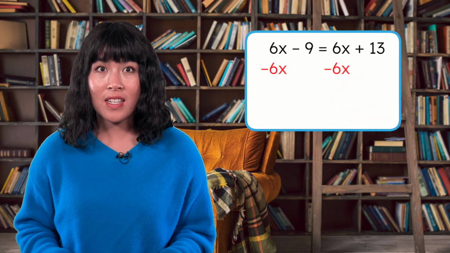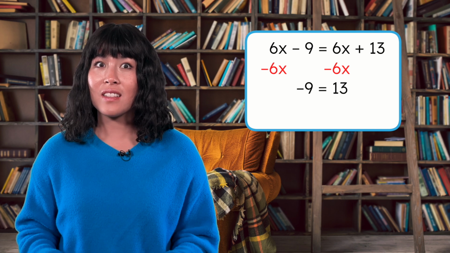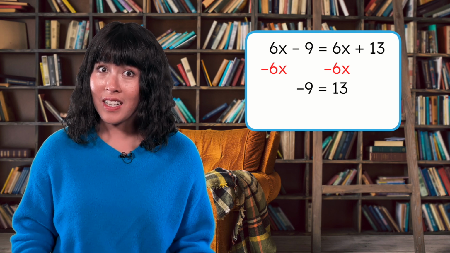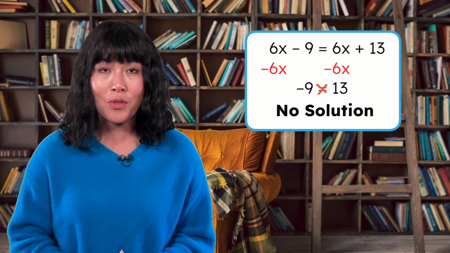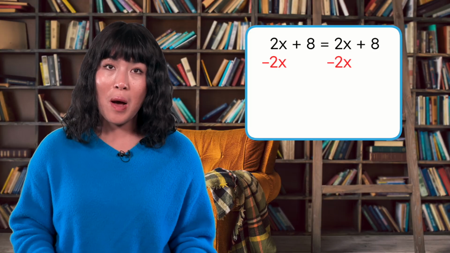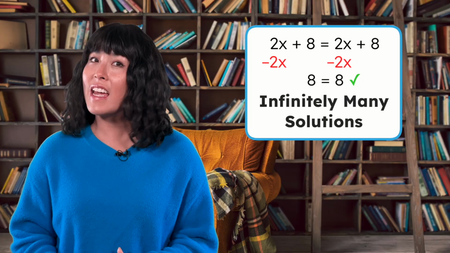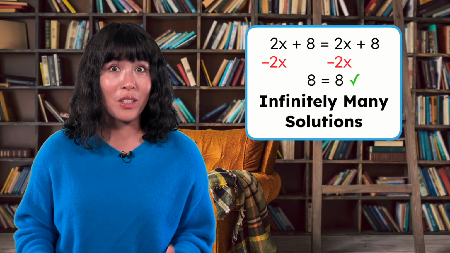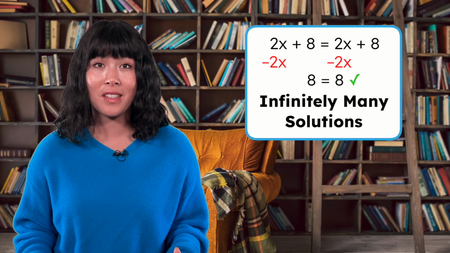This is starting to make more sense. When I'm solving an equation and the variables disappear, but the equation I'm left with is false, there are no solutions, or no values can make it true. When I'm solving an equation and the variables disappear, but I'm left with an equation that is true, then there are infinitely many solutions, or the equation will be true for all values.